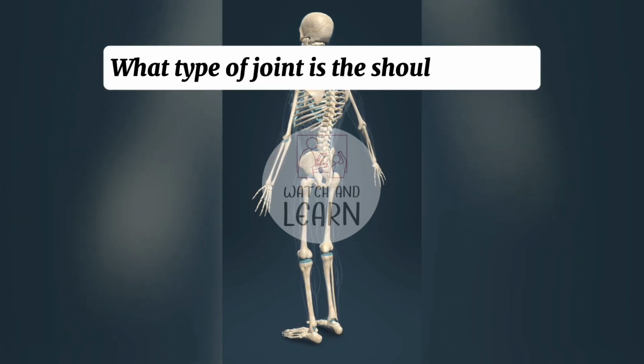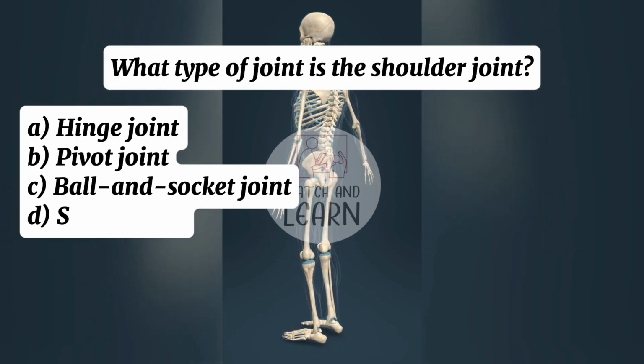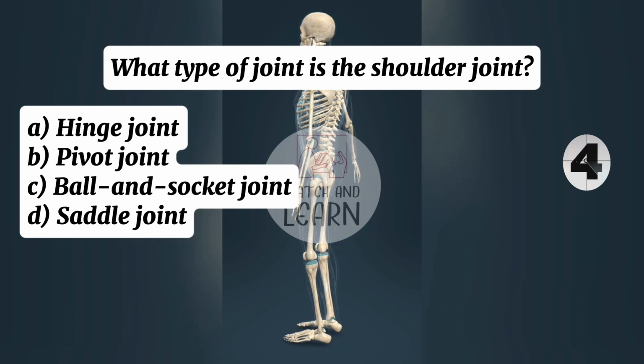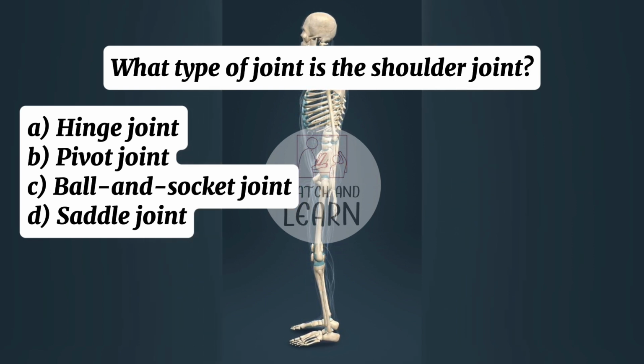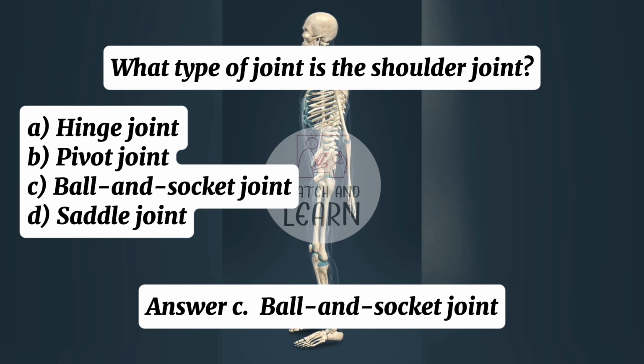What type of joint is the shoulder joint? These are the options. And the right answer is answer C, ball and socket joint.